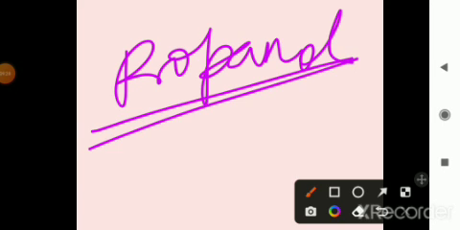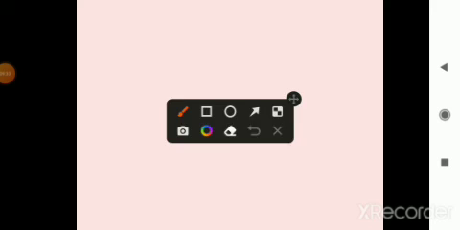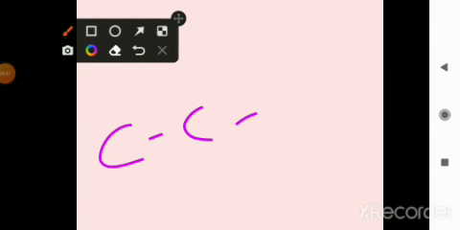Okay, and suppose they are telling you to draw propanol. Simple propanol. How are we going to draw? Prop means 3 C's. Propanol or propene. Propanol. So ane means alkane, so a single bond will be there. For alcohol, as I have told you, only an OH group will be added.